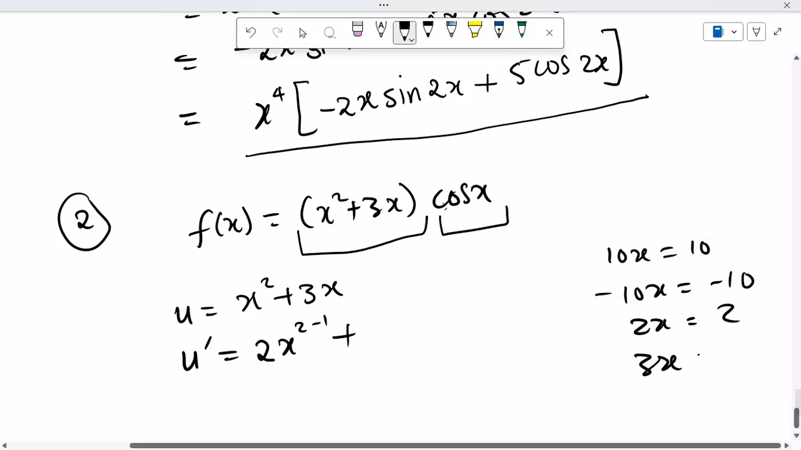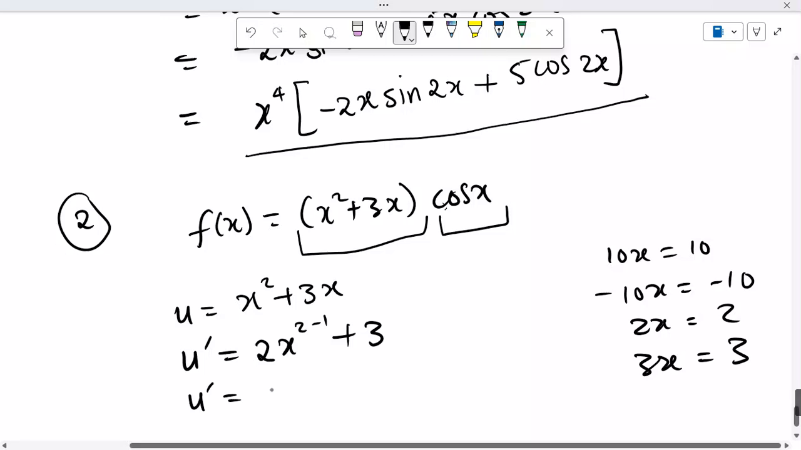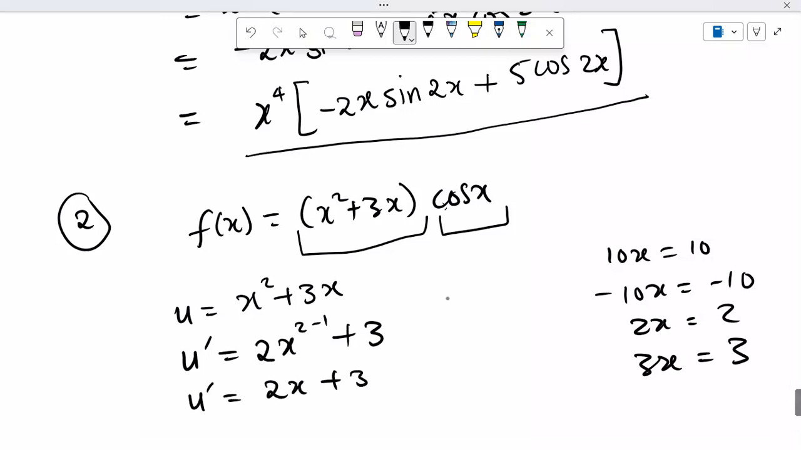Okay, 3x, when you differentiate this, it will just be 3. So we don't have to write this, we just write 3, because the power of x is 1. So the derivative of this is the coefficient. Meaning u prime is 2x plus 3. Okay, good.